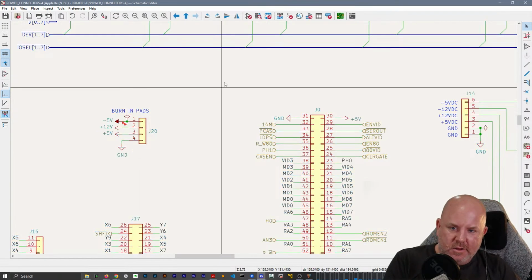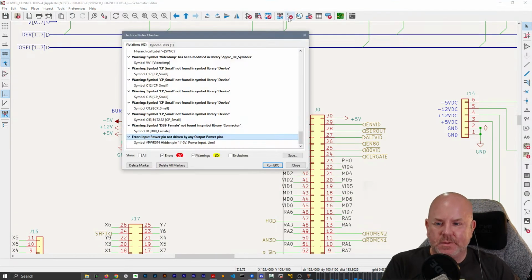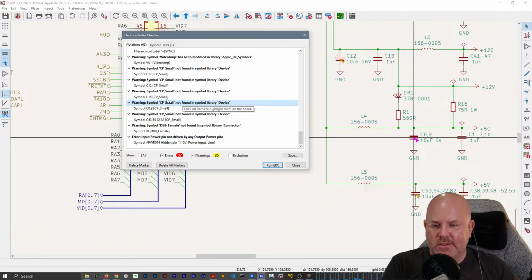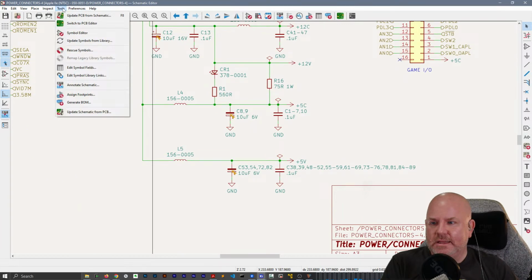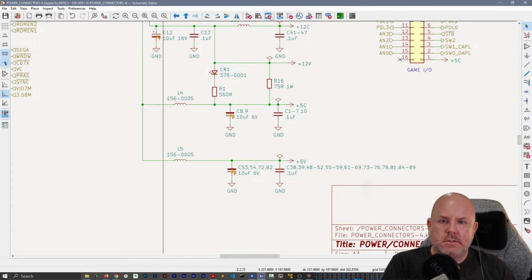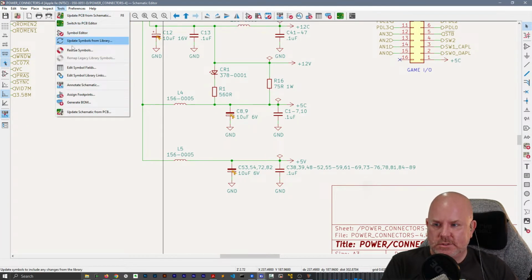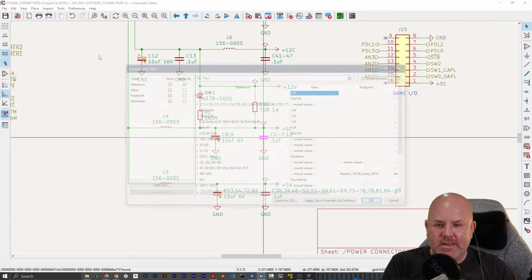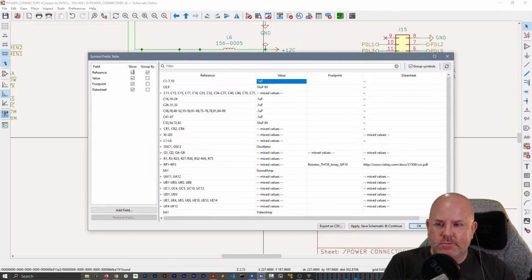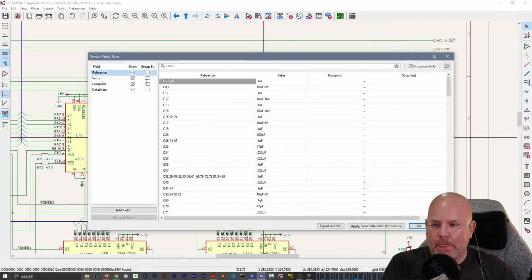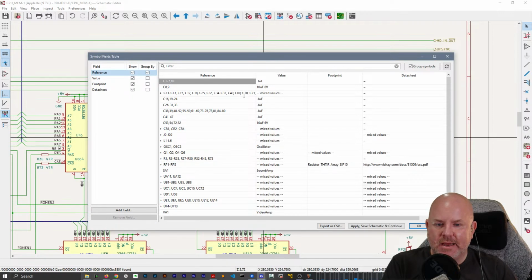All right, now I want to go and address some of these. I want to do this one next. CP small is not found in the symbol library. Okay. So let's go clean that one up because that's an easy one. We'll go into the tools, edit symbol fields. And then in this one, I want to group by, yeah, reference is fine.